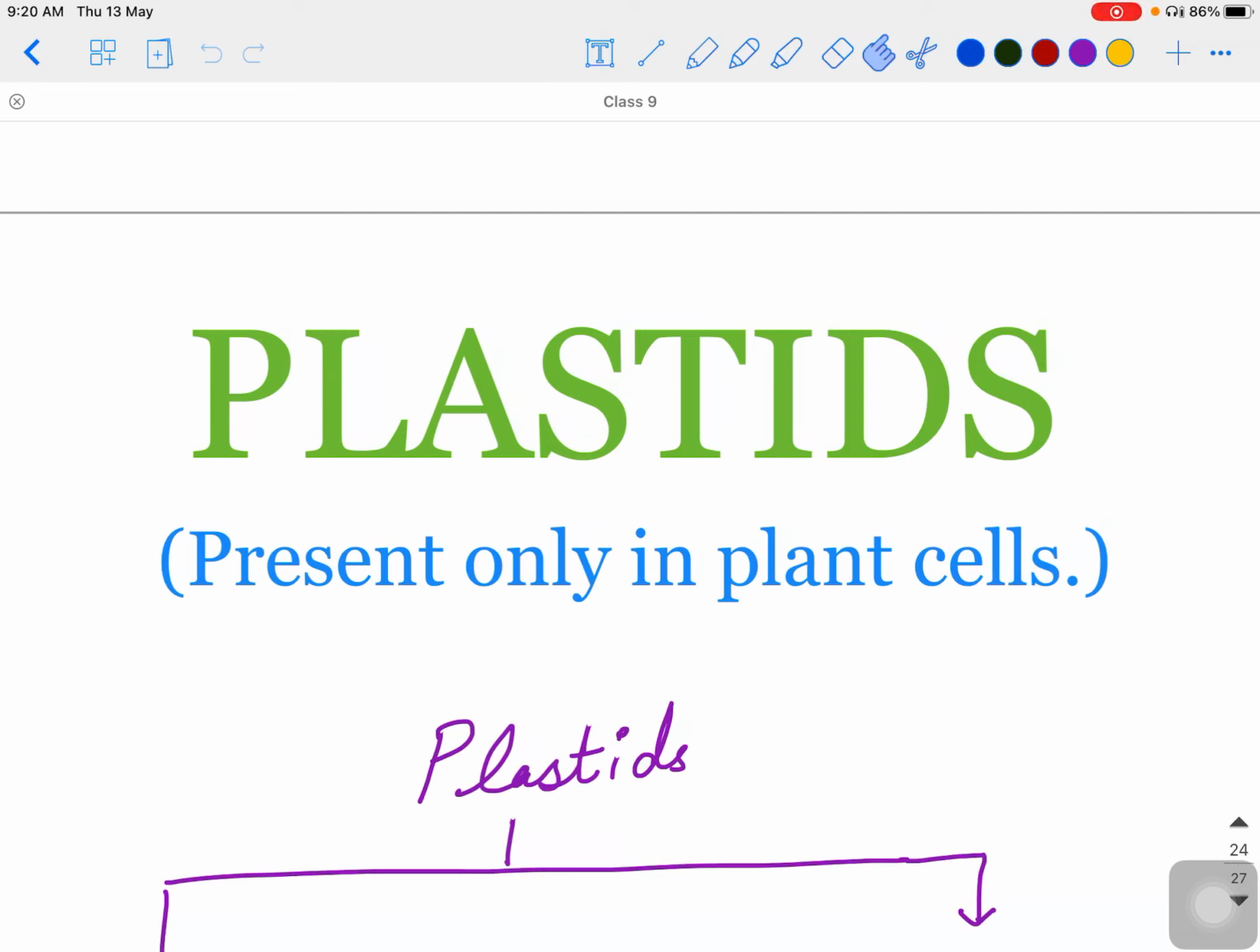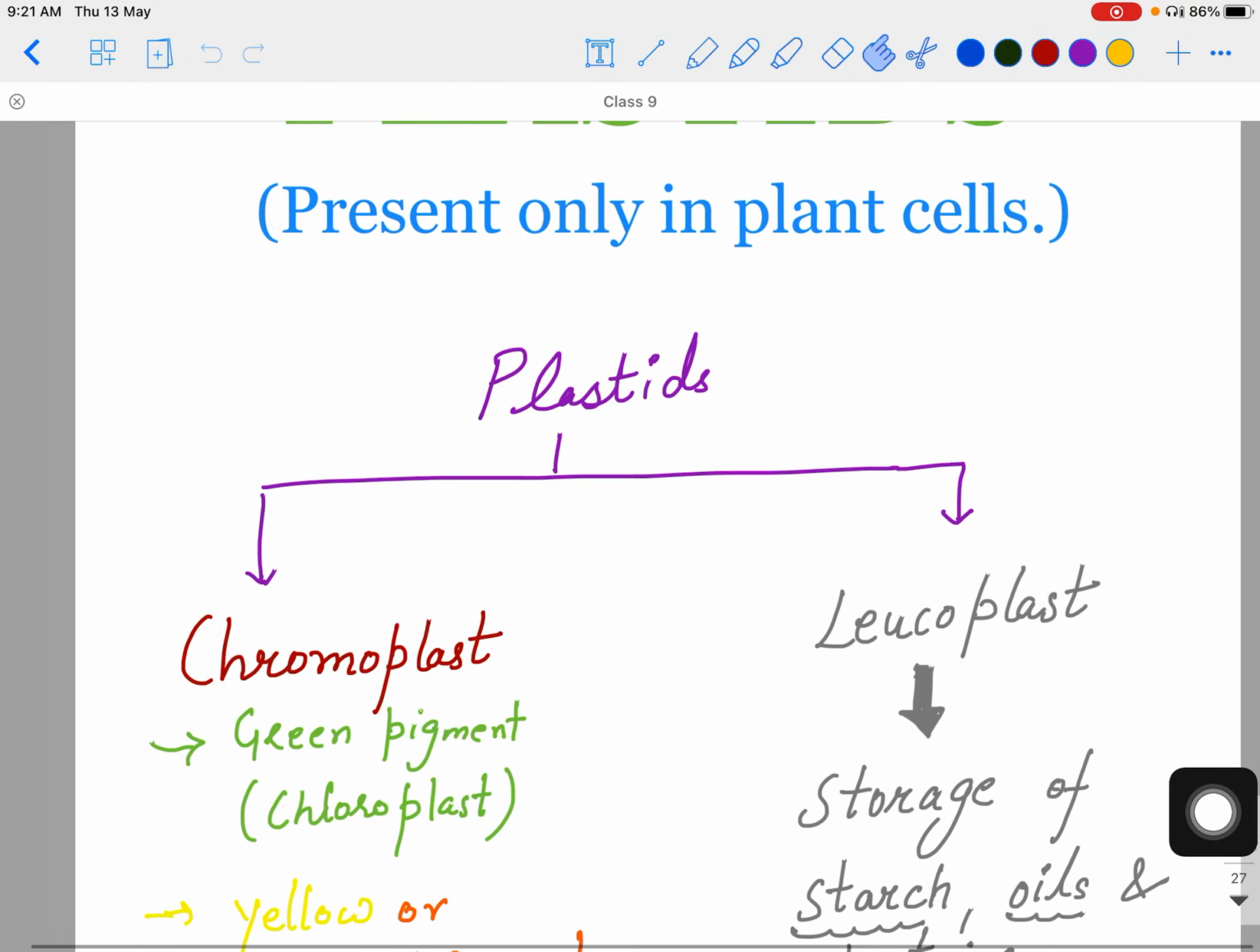Dear students, today we will talk about plastids. Plastids are present only in plant cells. Let's see the classification of plastids.